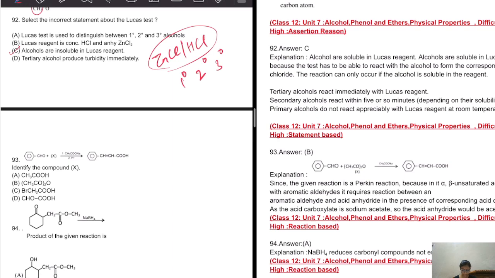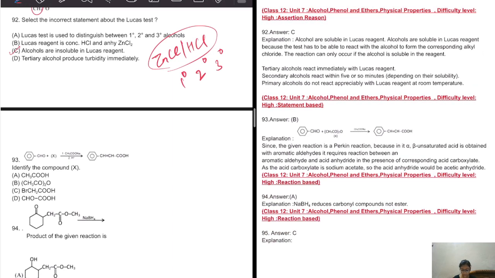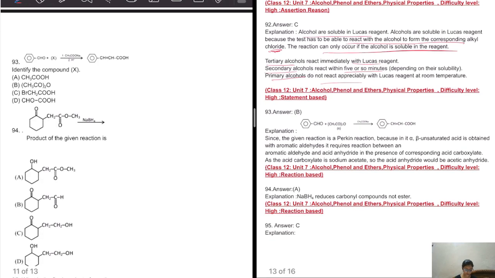So it is soluble. Okay, and tertiary alcohol produces immediate turbidity. Yes, this is true. See, alcohol is soluble in Lucas reagent, because they have to react with the alcohol to form the corresponding alkyl chloride. So it can only occur if the alcohol is soluble. Tertiary alcohols will immediately react, secondary within 5 minutes or so, and primary will not react appreciably. Now let's see the next question.